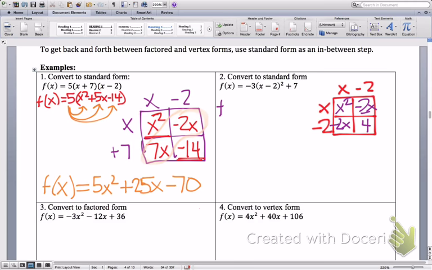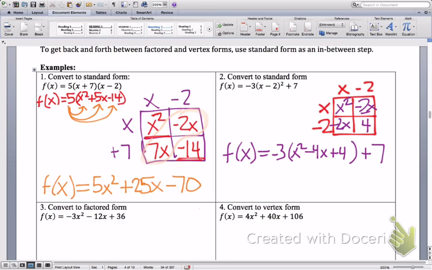So f of x, we have our negative 3. I'm actually going to write it lower so I can make it bigger. Let's write this again. F of x, we have -3. We have the big parenthesis plus the 7 at the end. Don't forget the 7, that's very important. So we have x squared minus 4x plus 4.